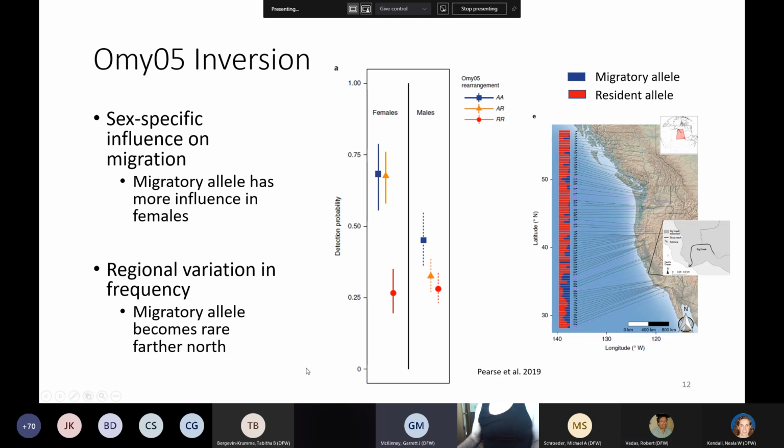There's also regional variation in frequency where the migratory allele becomes rare farther north. And this doesn't mean populations aren't migrating. It just means that the migratory form of chromosome 5 isn't present. This suggests that there's something else going on genetically. And to my knowledge, the only paper that has found an association between this inversion and migration in the north was a paper by Arostegui et al., showing that this inversion was associated with lake migration in Alaska.